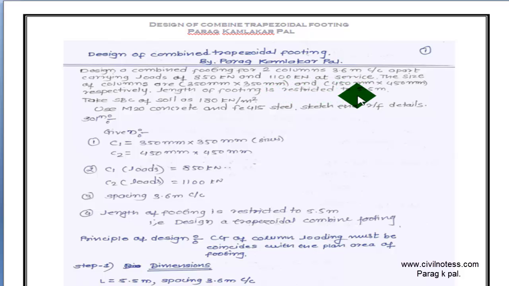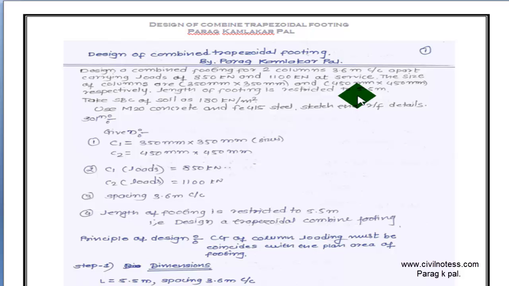Here guys, there is some change. If the numerical statement says the length of footing is restricted to 5.5 meter, that means the footing is to be a trapezoidal footing. When the width is restricted, that numerical delivers a rectangular footing. If the width is restricted, it is a rectangular footing, and if the length is restricted, then it is a trapezoidal footing.